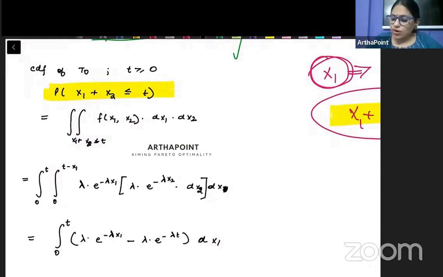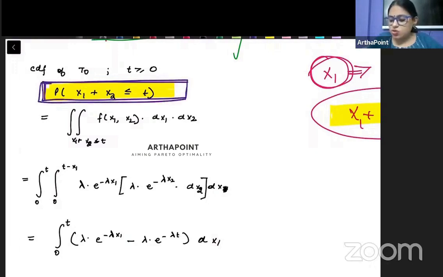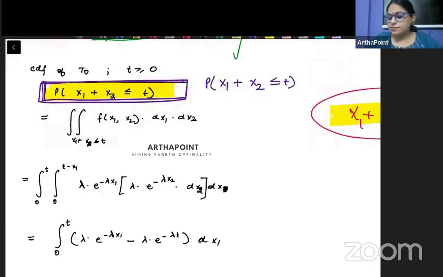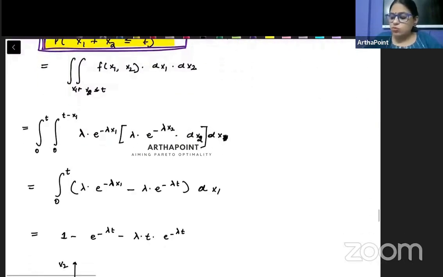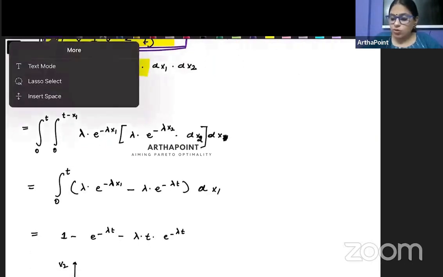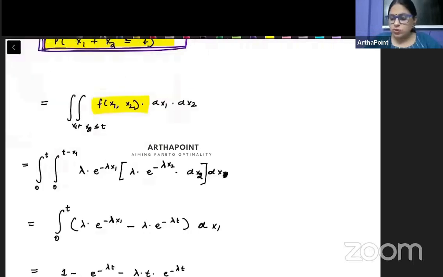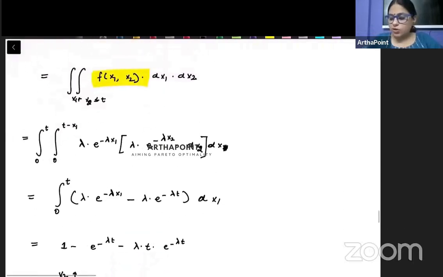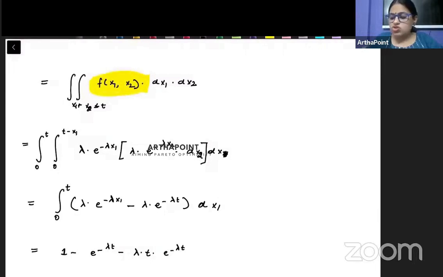So beta, we need to find the probability that x1 plus x2 is less than equal to t. This is what we need to find here. Now this is going to be the joint distribution, because it involves x1 plus x2. So I need to work with the joint distribution. This is what I am doing here. This is going to be the joint distribution, and we are integrating it.